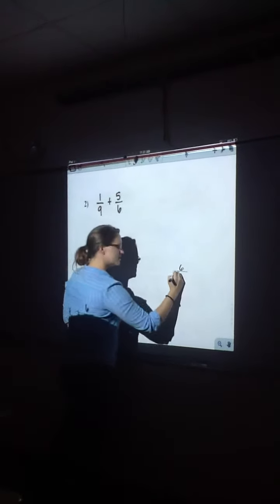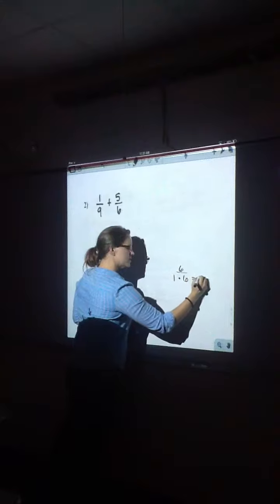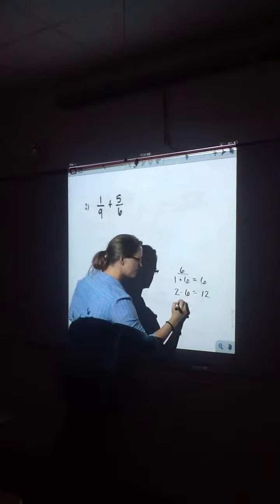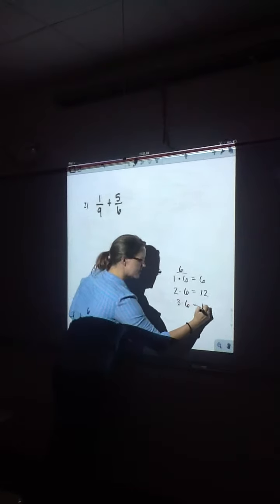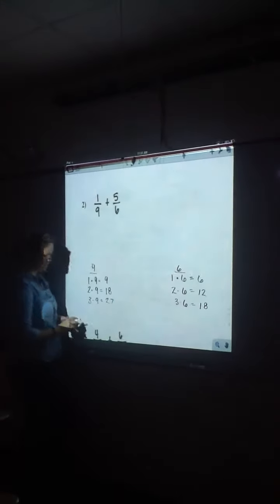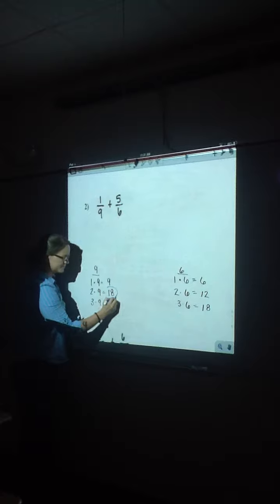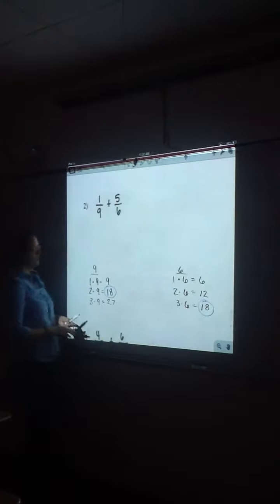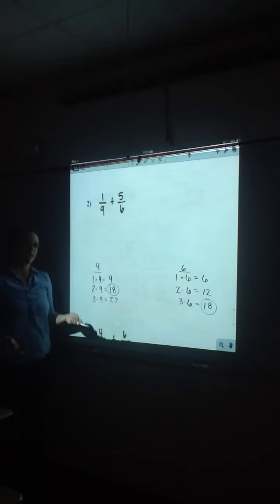Let's think about 6. 1 times 6 we know is 6. 2 times 6, that's 12. 3 times 6, 18. And now I can see that we have a common multiple here. 18. We're going to use 18 as our lowest common denominator.